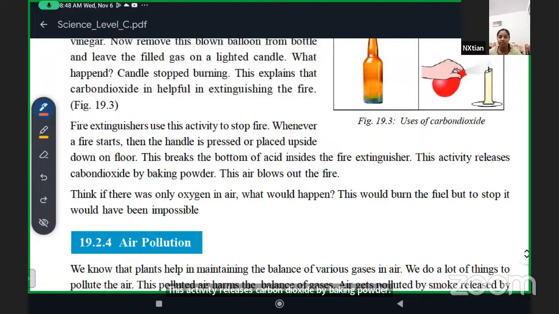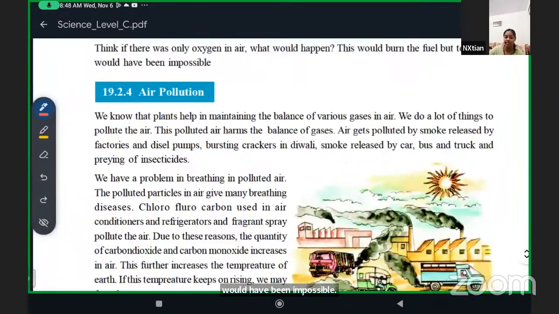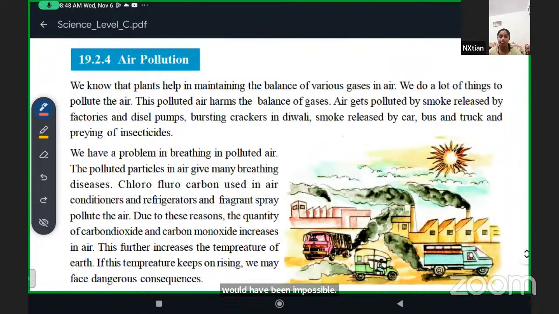Okay, think if there was only oxygen there, what would happen? This would burn the fuel, but to stop it would have been impossible. Okay, because carbon dioxide stops our fire.